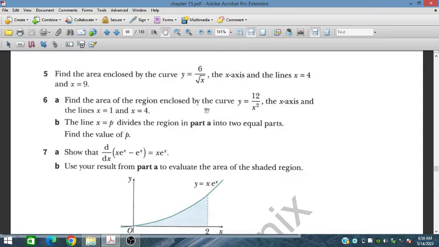Find the area of the region enclosed by the curve y is equal to 12 upon x square, the x-axis, and the lines x is equal to 1 and x is equal to 4. So we have to find the area of the region. And the line x is equal to p divides the region in part A into 2 equal parts. Find the value of p. So we have to find a limit where x is equal to p that divides this area into 2 parts. This question number 6 is very, very important.